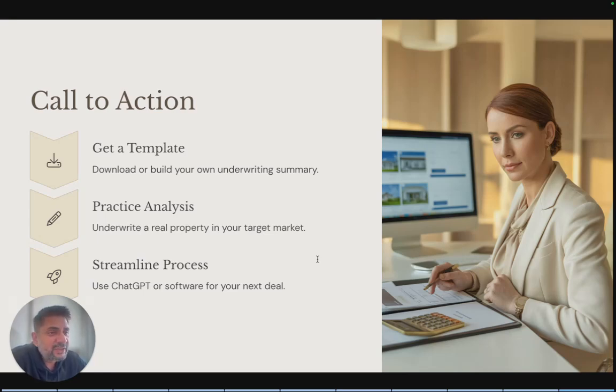Use ChatGPT or underwriting software to streamline your next deal analysis. And in the next lecture, we'll explore advanced risk assessment and stress testing your assumptions for even greater investment confidence. See you there.